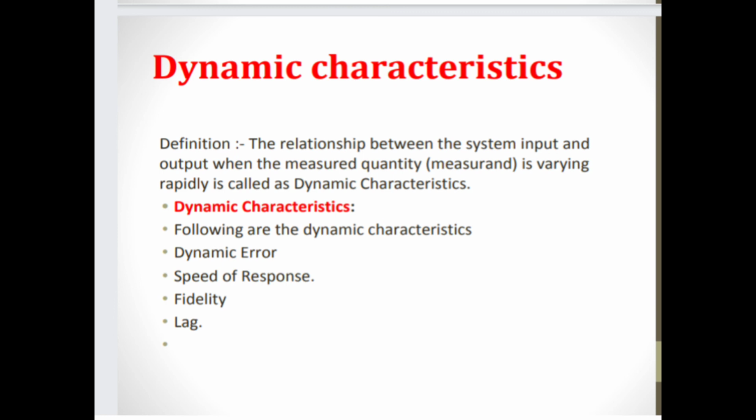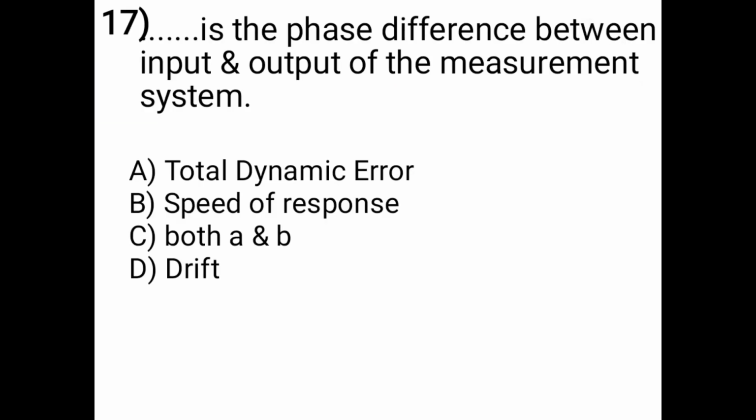Then question number 17 is: dot dot is the phase difference between input and output of the measurement system. Options are A, total dynamic error; B, speed of response; C, both A and B; and D, drift. So the correct answer is option A, total dynamic error. Total dynamic error is the phase difference between input and output of the measurement system.